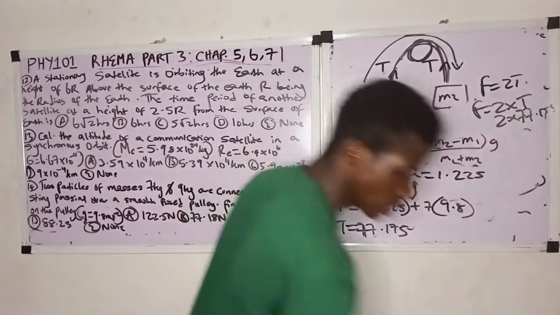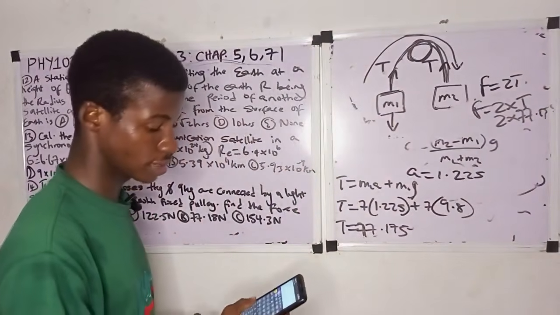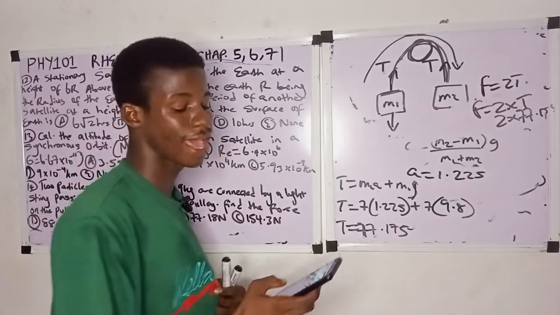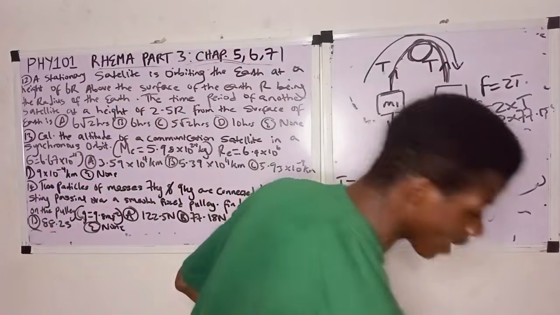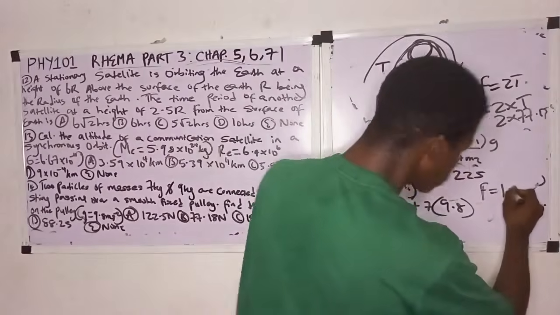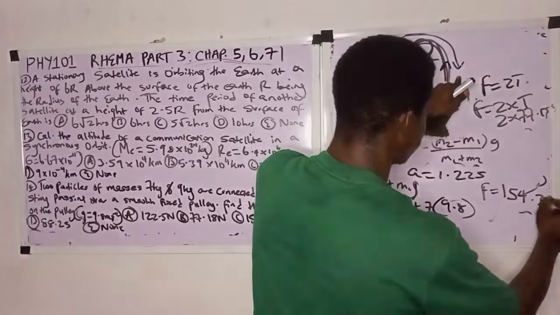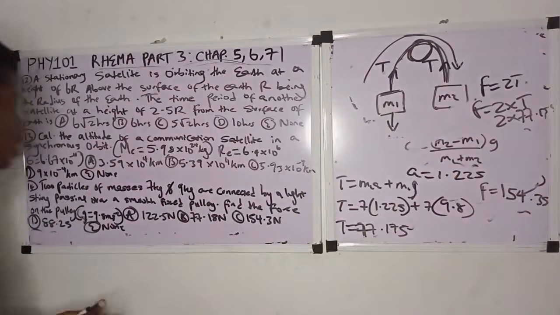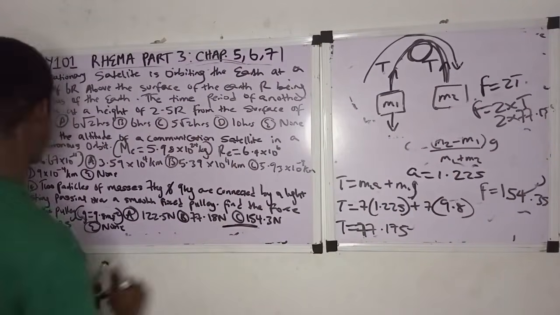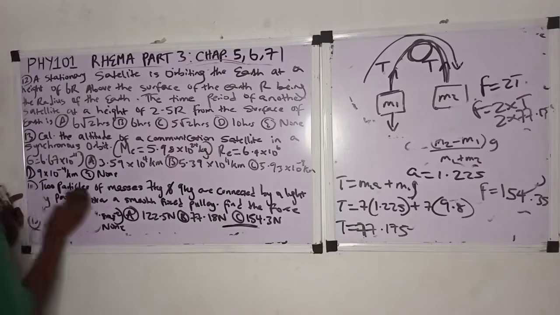77.175, right? So let's do it. So 2 times 77.175, and one side is 154.35. So the total force is what? The net force is 154.35 Newton. So let's look at our options. So this would be the answer, 154.3 Newton. So that is C. So that is very easy, okay? Then let's go to the next question.